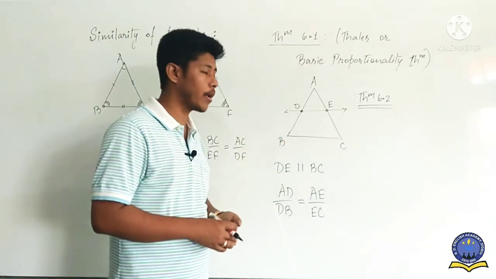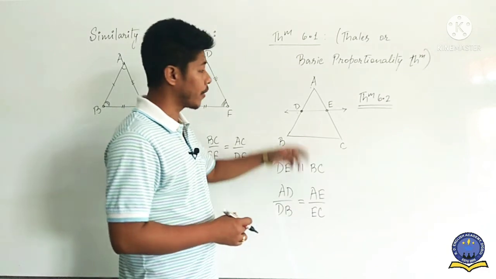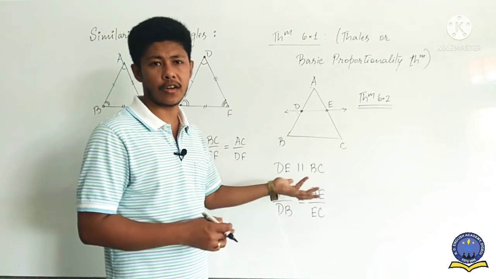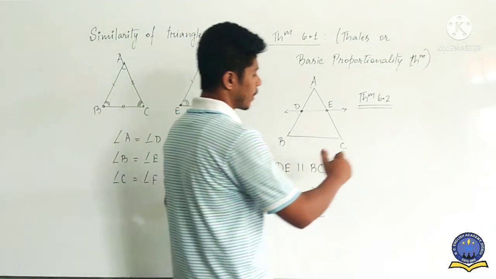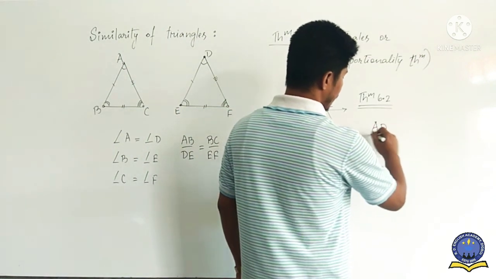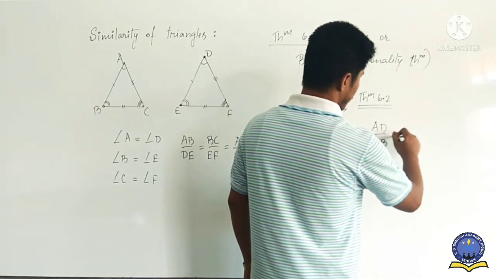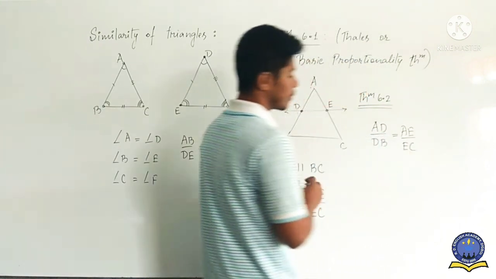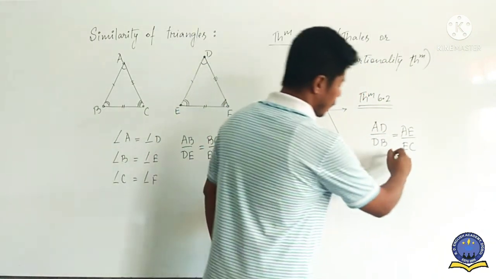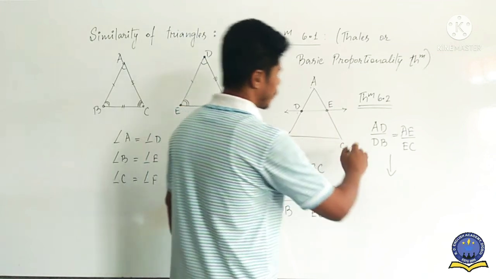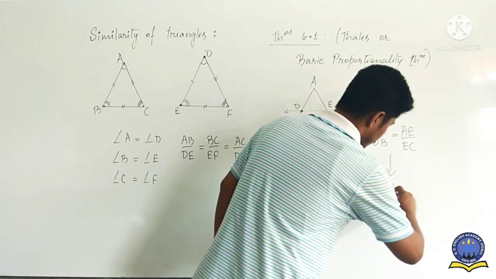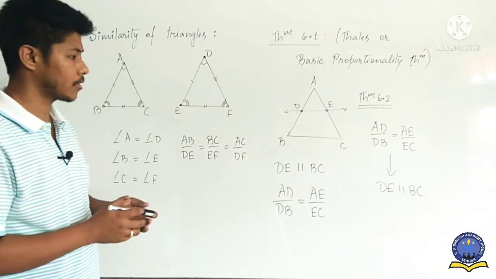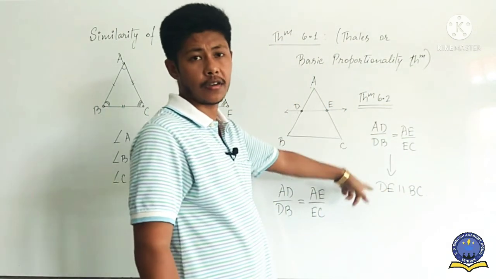And in case of the inverse, what do we get? If the ratios are equal, then the lines are parallel. That means in this case, if the ratios are equal, that is AD by DB is equal to AE by EC, if this is given to us, then from here what can we say? The third side line is parallel, that means DE is parallel to BC. Is it clear? This is the inverse of Thales theorem.